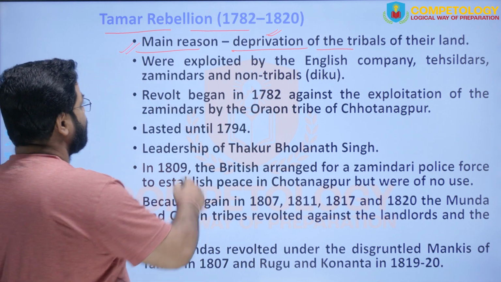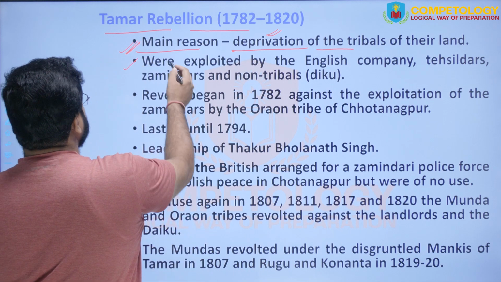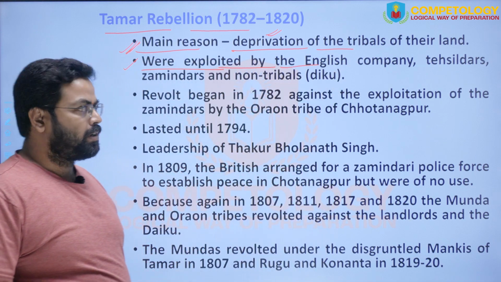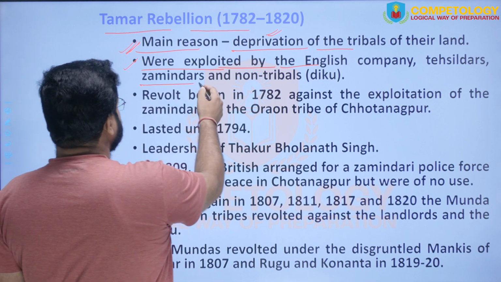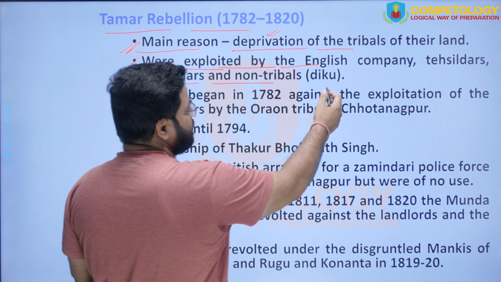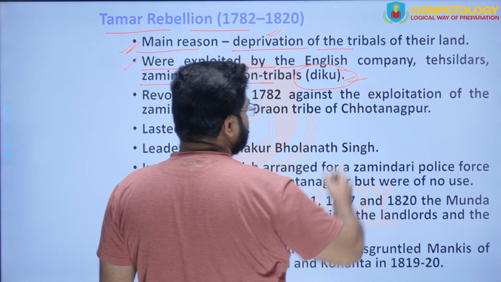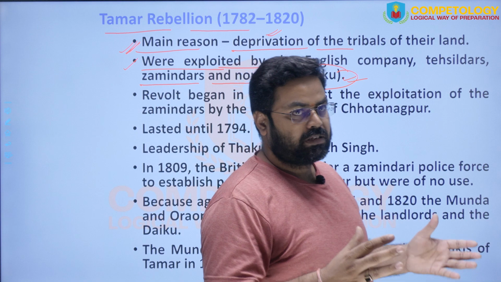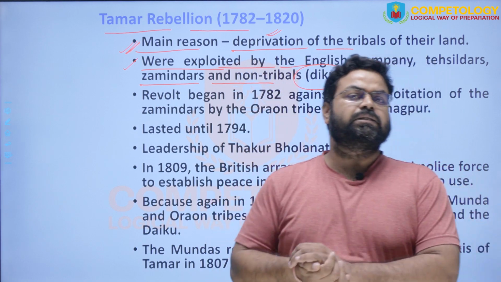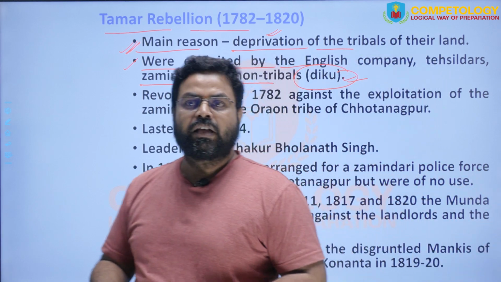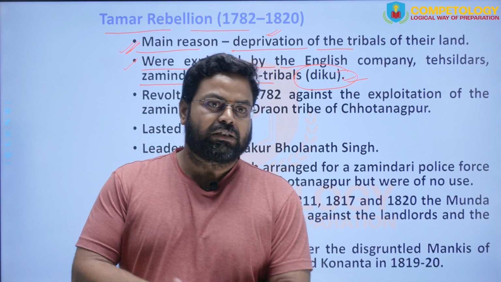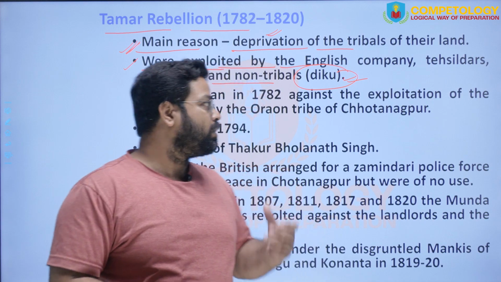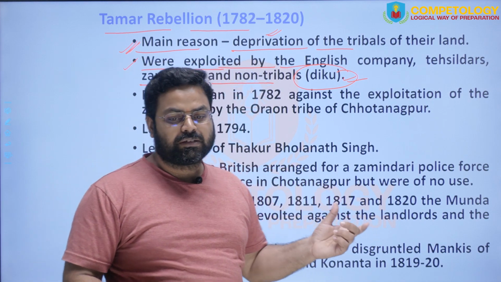So they revolted against the Britishers, and they were also being exploited by the company, by the Tehsildars, by the Jamindars and non-tribals, that is Dikus. We have discussed in detail who the Dikus, the Sadans and the tribals are, and their definition, their characteristics, their attributes in Jharkhand. You can go to the playlist on the history of Jharkhand, where you will find the detailed discussion on Dikus, Sadans and the tribals.